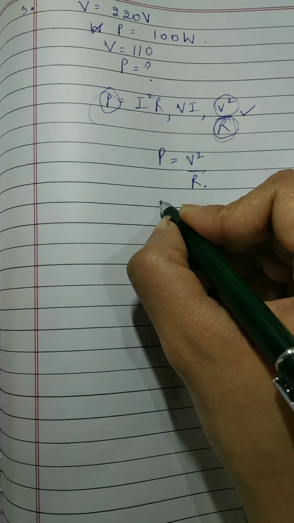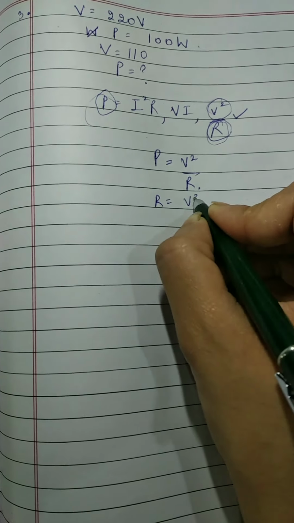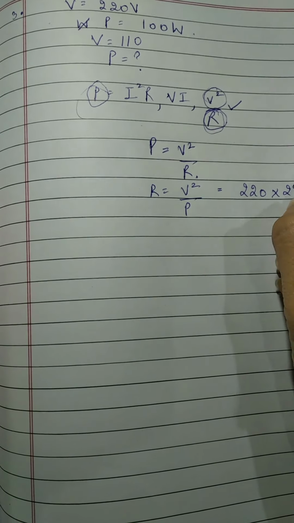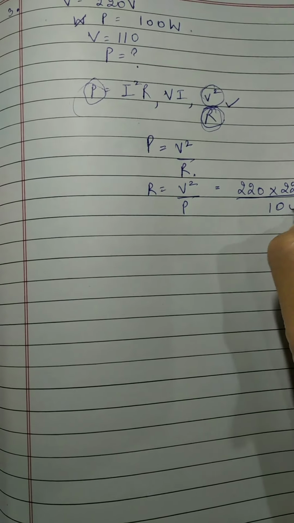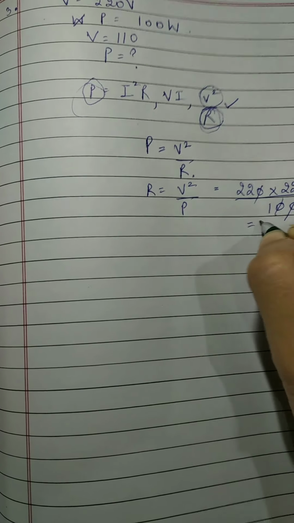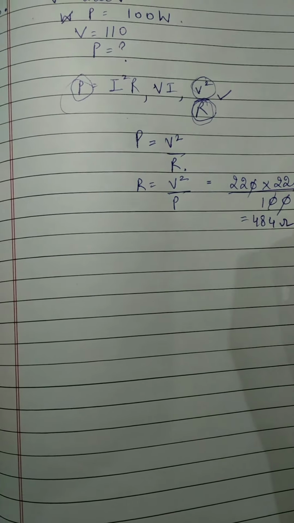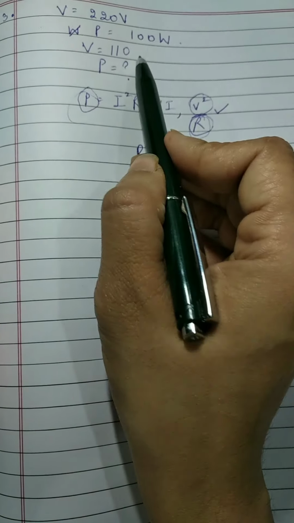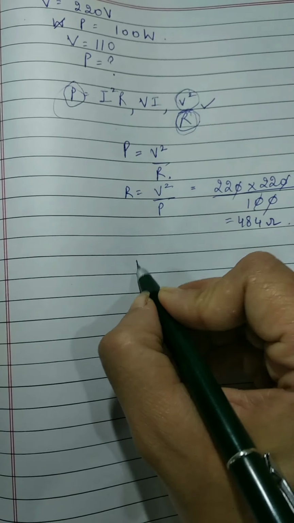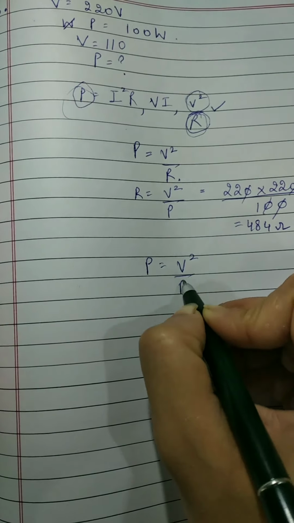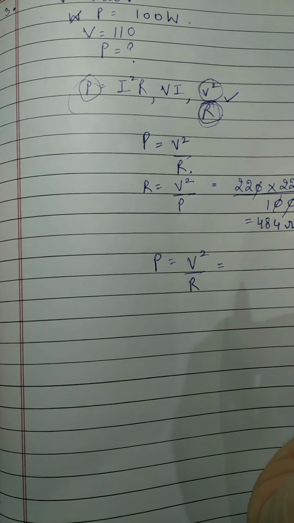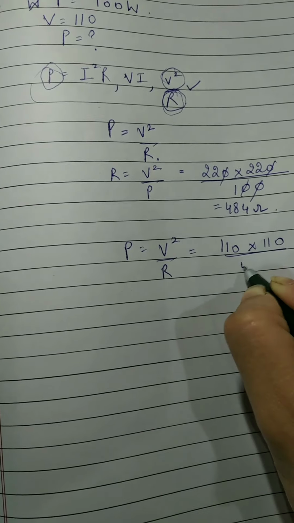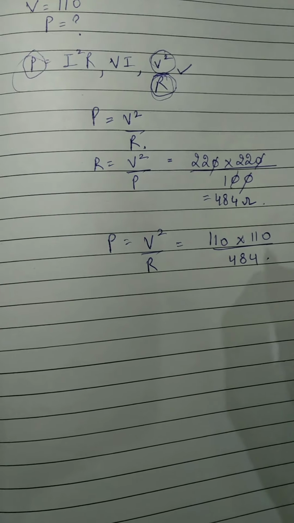Putting in the values, we will calculate the value of R first, which is V square upon P. So V is 220, 220 into 220 upon P, which is 100. So that is 484 ohms. That's the resistance. Now, as I told you, no matter how much the potential difference is, R remains the same. Again, we'll use the same formula, but this time we have to calculate the value of P. So our V is 110 now, but resistance remains the same, that is the one that is calculated.